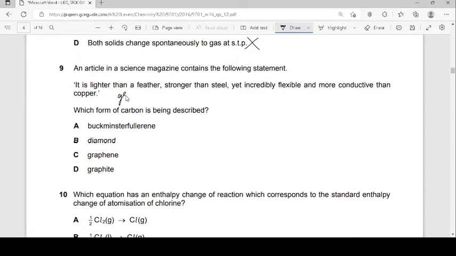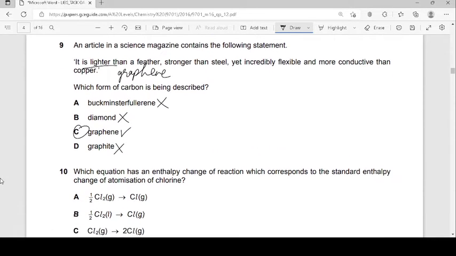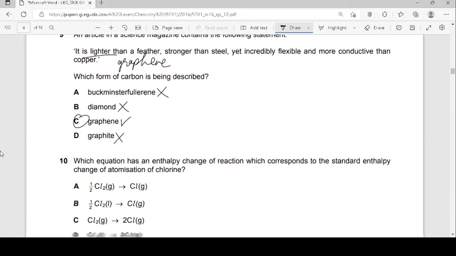This is obviously the description of graphene. You should know that, and so your answer is C. It cannot be graphite. It cannot be diamond either. Think of it, lighter than a feather. No, that's not diamond. Buckminsterfullerene, it's not Buckminsterfullerene either. It's graphene, and you should just know that. All right. And yeah, I do not know what else to say about that.